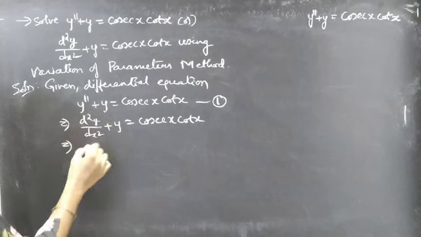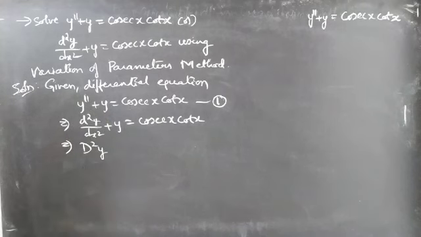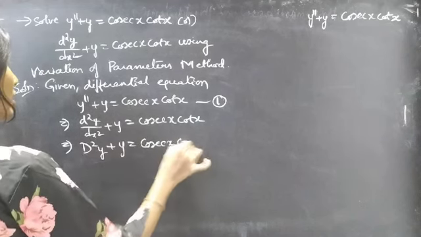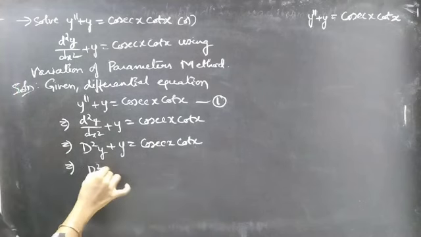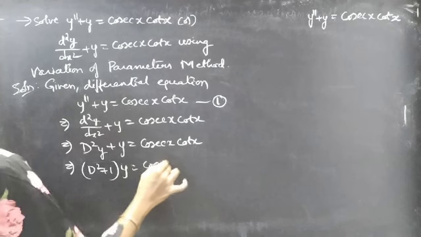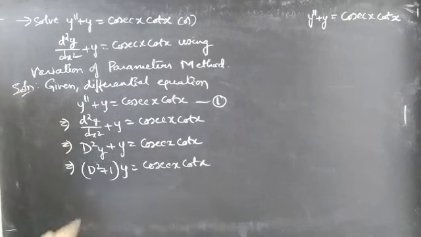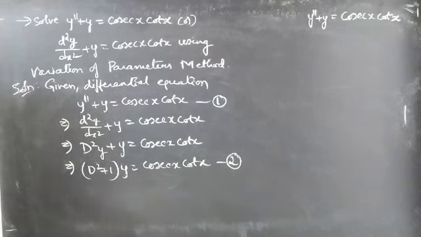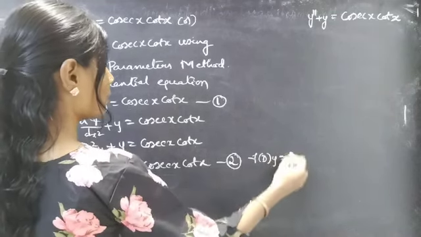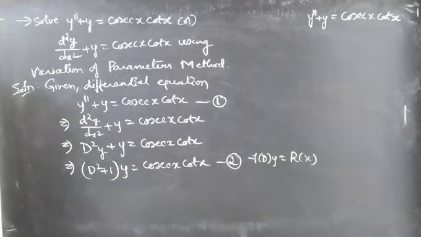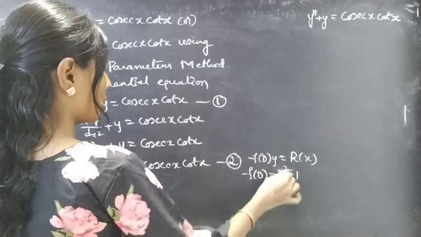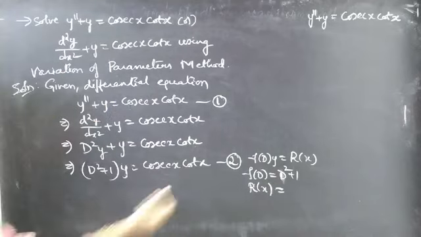Now we can write d square y by dx square as capital D square y, replacing it with the differential operator form: D square y plus y equal to cosecant x cot x. Taking y common from these two terms, we get D square plus 1 into y equal to cosecant x cot x. Consider it as equation 2, which is in operator form: f of D into y equal to some function r of x, where f of D is D square plus 1 and r of x is cosecant x cot x.